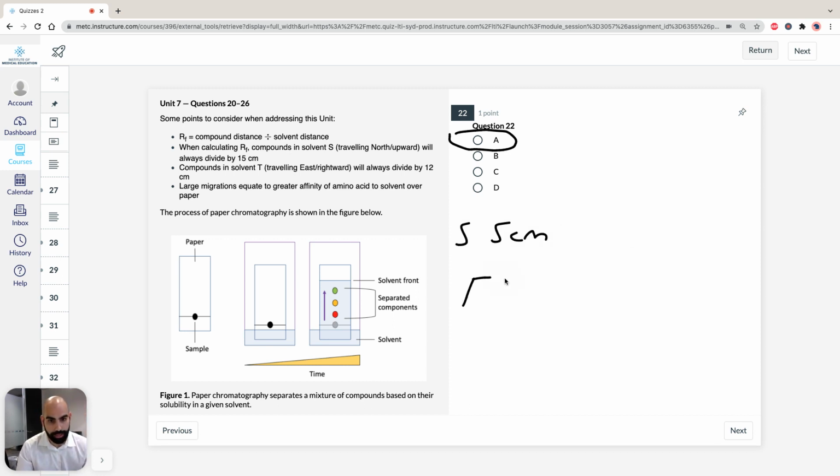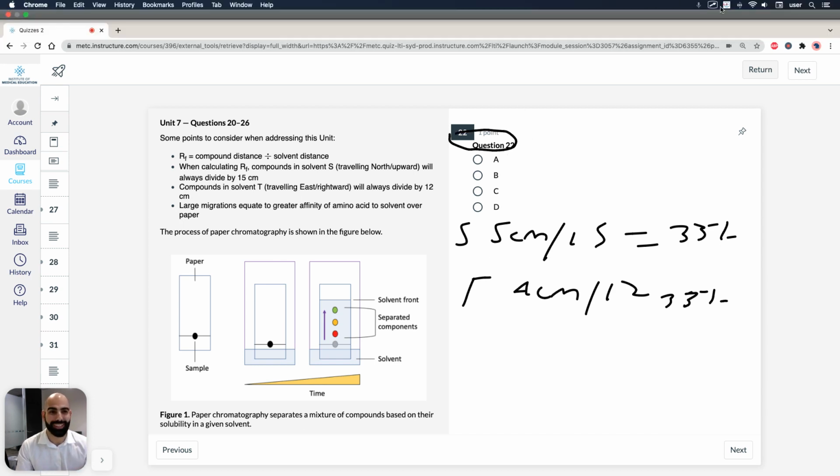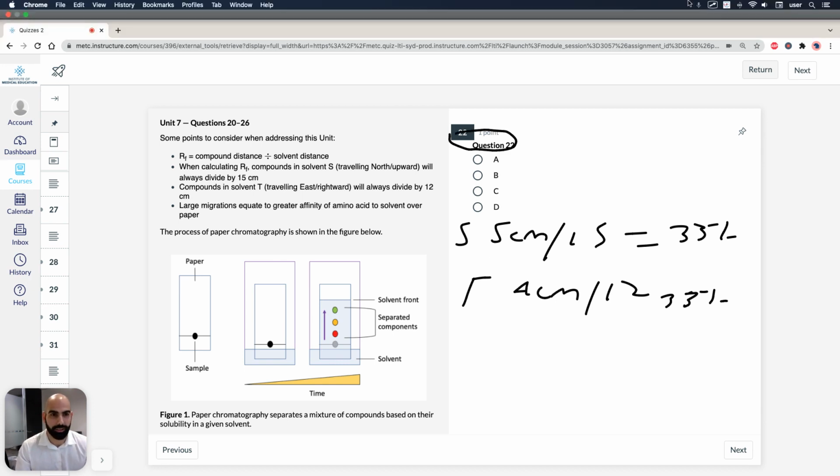If we go for T, it's going to be 4 centimeters. And we know 5 is divided by 15, and 4 divided by 12, so they're both 33%. So straight away, you know the answer is A. It saves you time in the GAMSAT from doing every single one. So 22 is A. If you wanted to, you could do every other one just to double check, but in the GAMSAT you're not going to do that. In your spare time, you could if you want, just to practice.